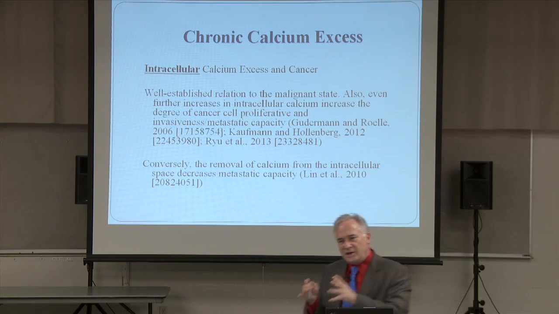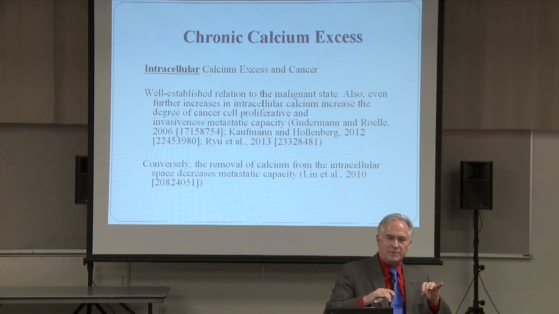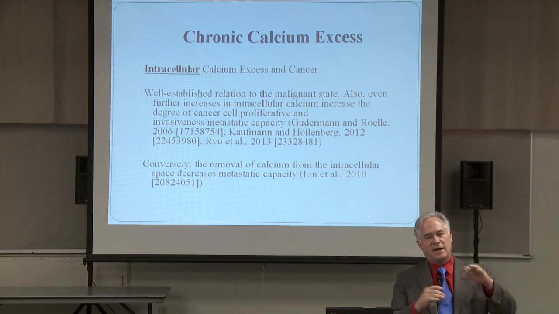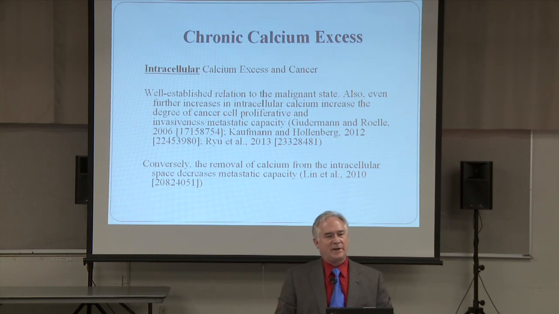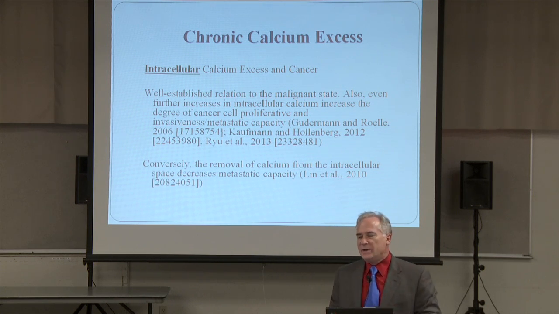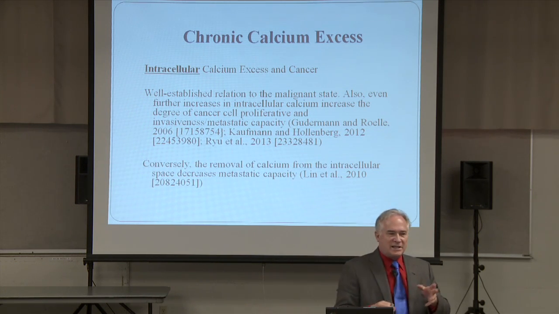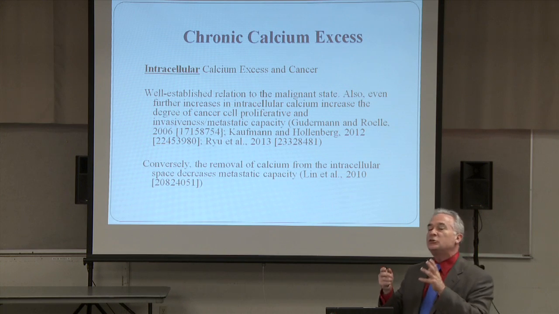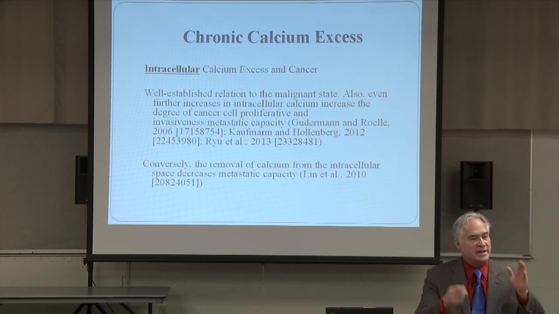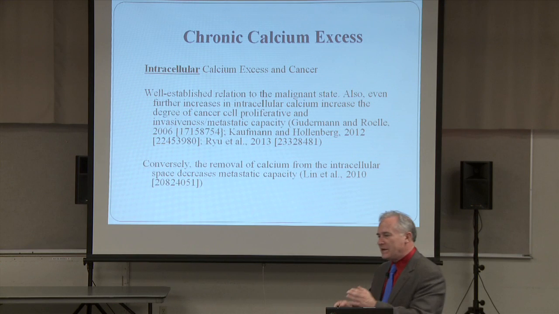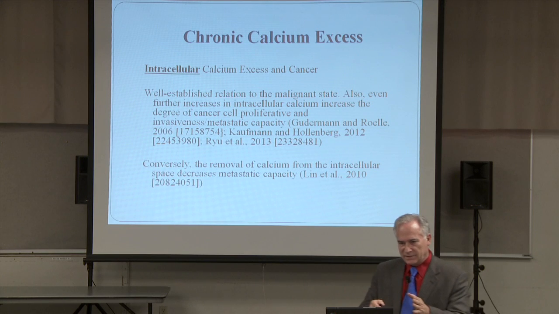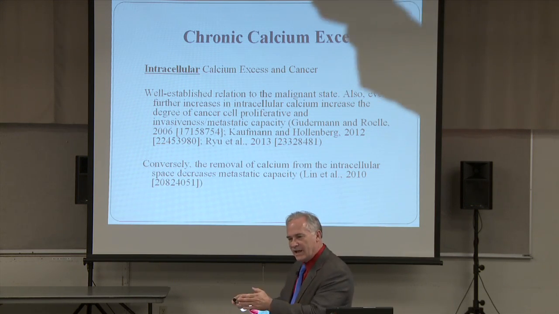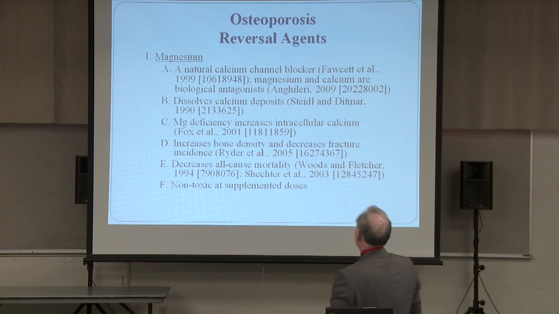Conversely, they developed some technology and methodology in experimental situations where they could actually get calcium back out of the cell. So when they did that, they found that the removal of calcium from the intracellular space decreased metastatic capacity. So the two things in combination go a long way to say that this is cause and effect with calcium, not association, not relation, cause and effect. More calcium inside the cell, more oxidative stress, more disease, more cancer, less calcium, less disease, less cancer, etc. Okay.